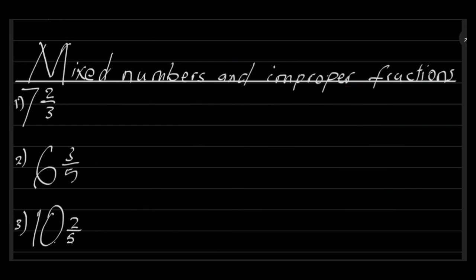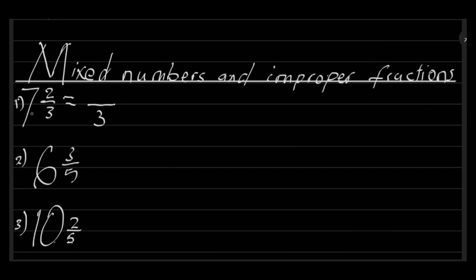Okay, so we are supposed to deal with mixed numbers and improper fractions. What we are going to do is convert these mixed numbers, or mixed fractions, into improper fractions, and then we convert them back to mixed numbers again. So here we have 7 whole number 2 over 3. Now what we have to keep in mind is that the denominator never changes. So we are still going to have 3 here.